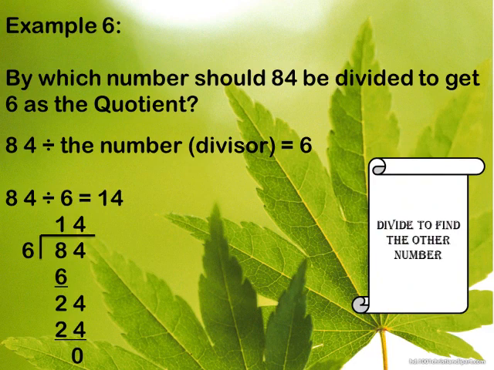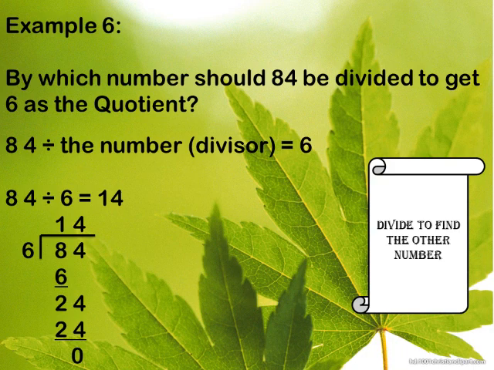Example 6. By which number should 84 be divided to get 6 as the quotient? I repeat, by which number should 84 be divided to get 6 as the quotient? So what is given in the sum? 84 is given. 84 is what? It is to be divided. So to be divided means it is the dividend.